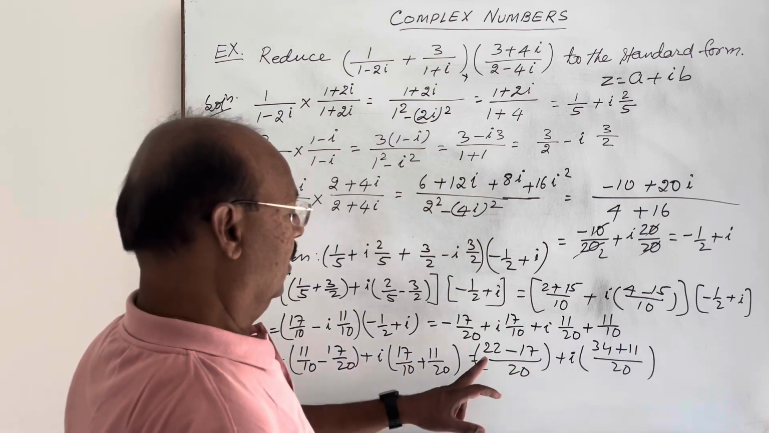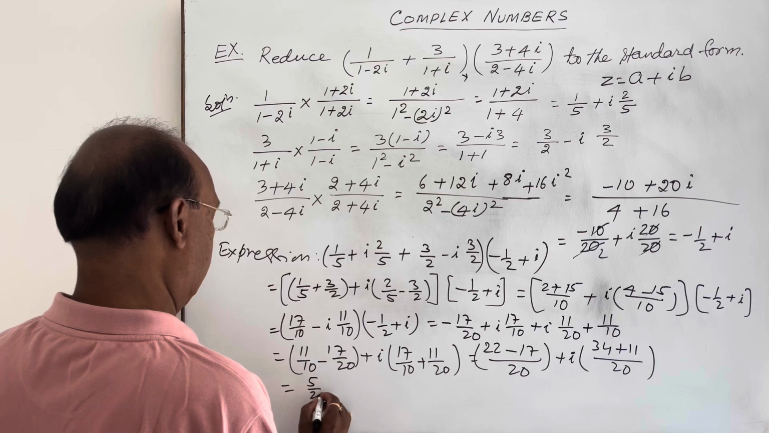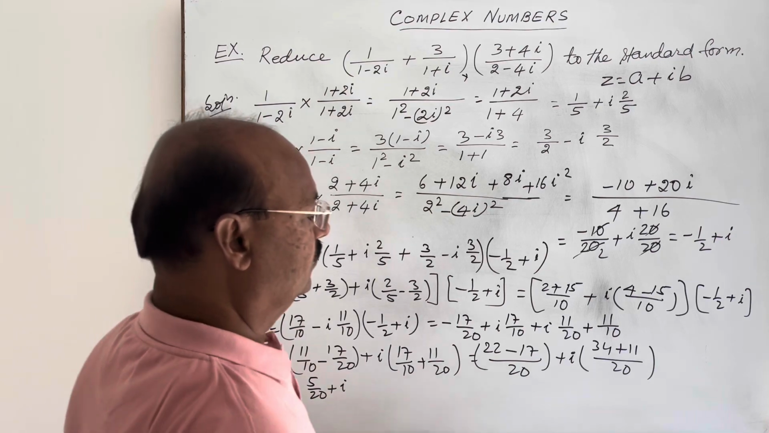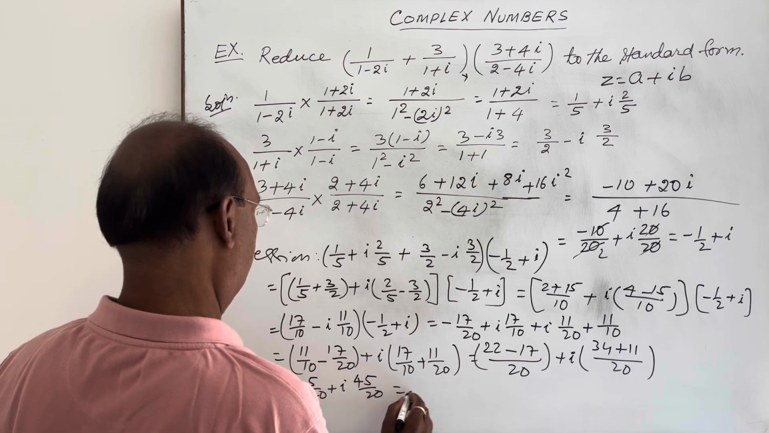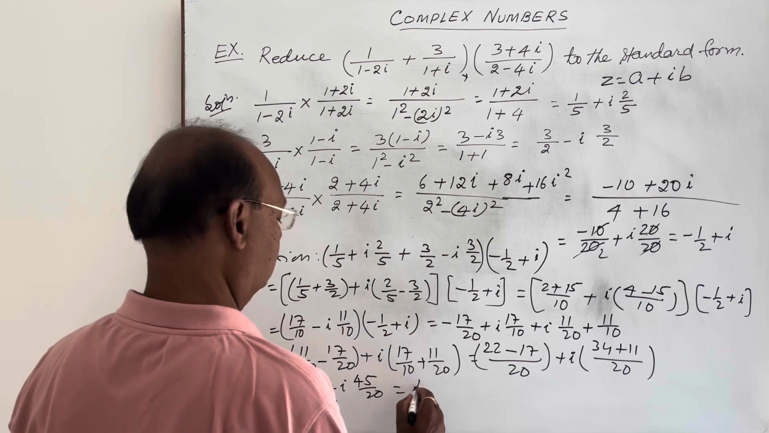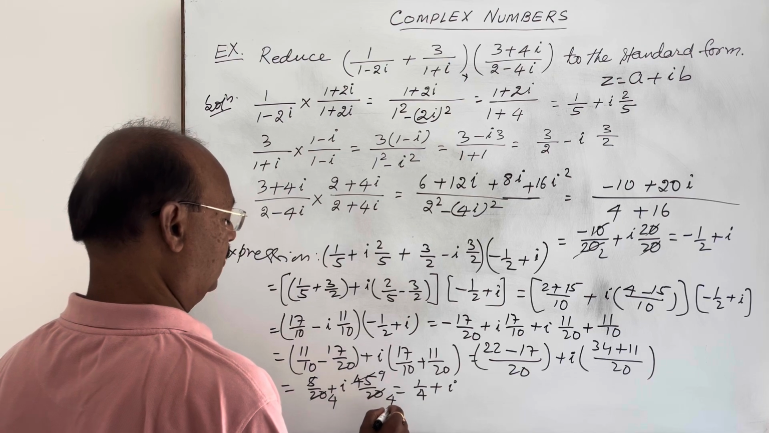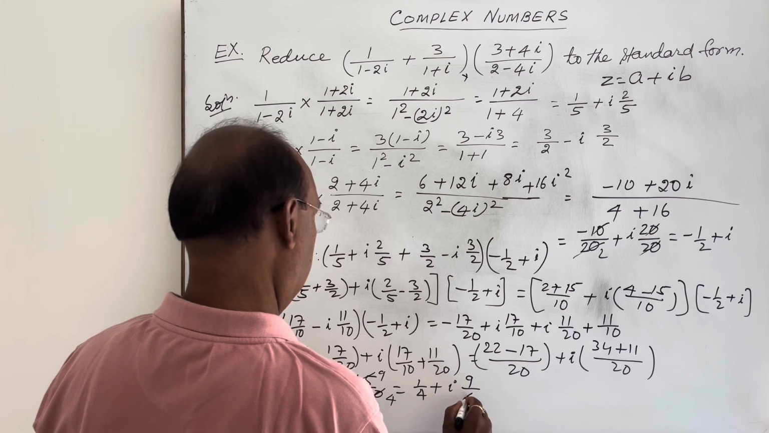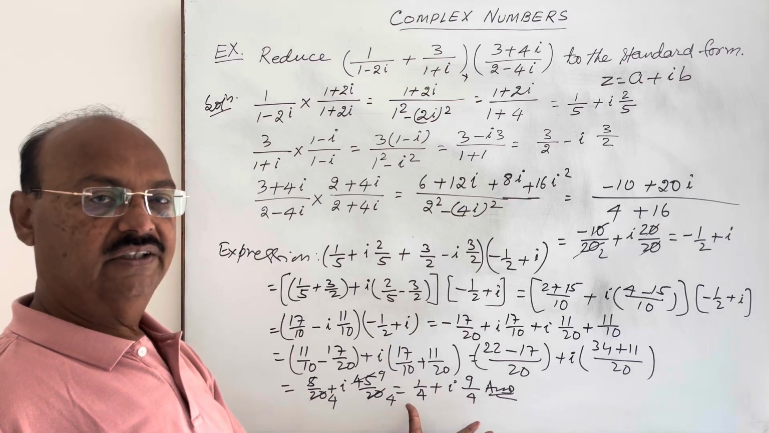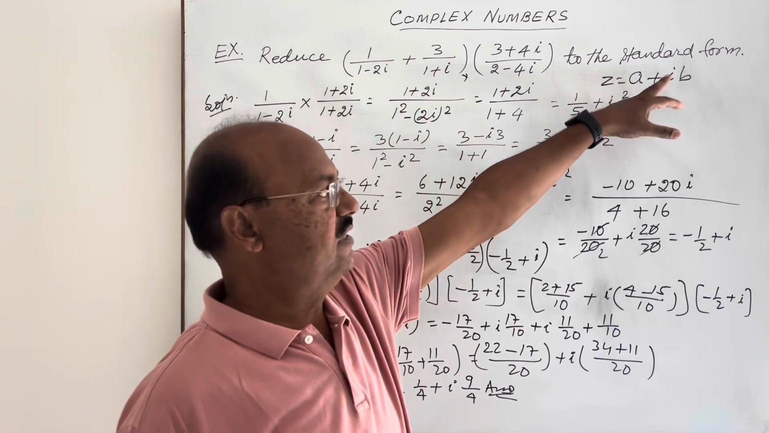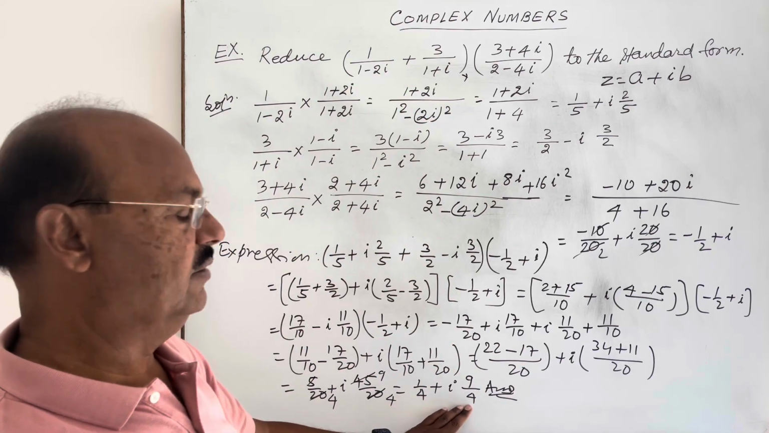So this is equal to 22 minus 17, which is 5, by 20, plus i into 34 plus 11, which is 45, by 20. This is 5 4s are 20, so this is 1 by 4, plus i into, 5 9s are 45, 5 4s are 20, 9 by 4. This is the answer for this expression, and this is now in the standard form. It has been reduced to the form a plus ib. Here a is 1 by 4 and b is 9 by 4. So it has now been reduced to the standard form a plus ib.